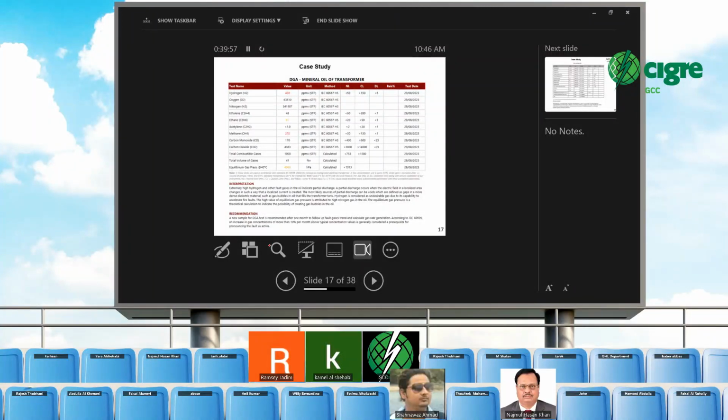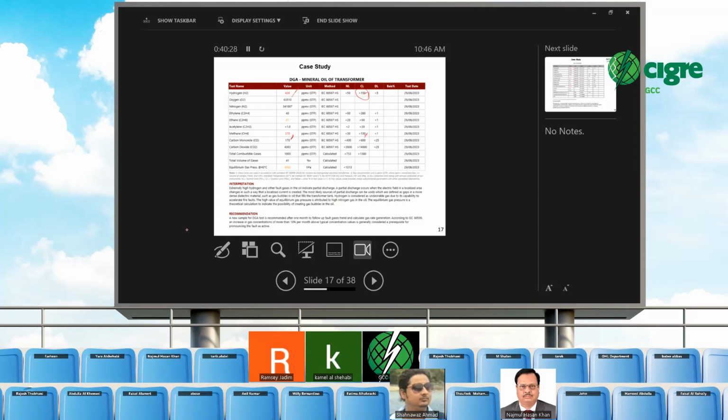I have some case studies here. Here I get one sample, for which the quotient limit is very high, and for hydrogen the limit is 150. And here I get 436. And methane also is very high, something like this.